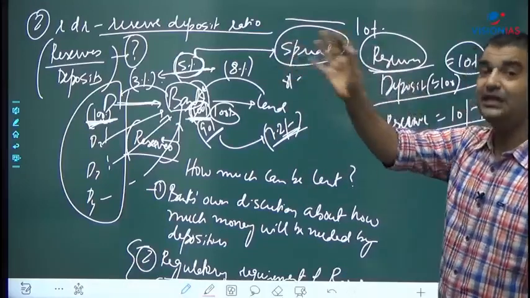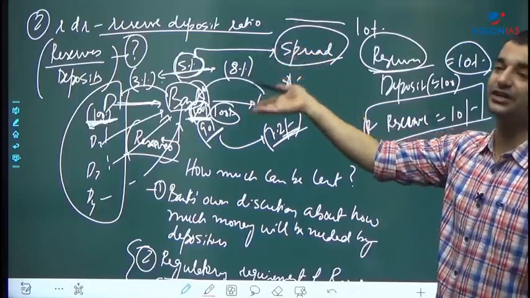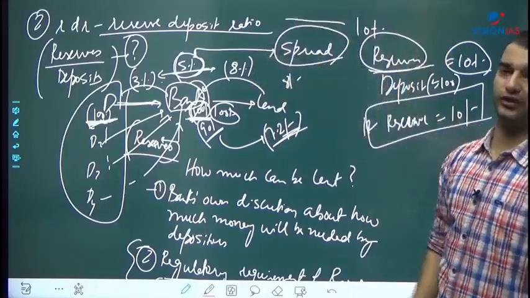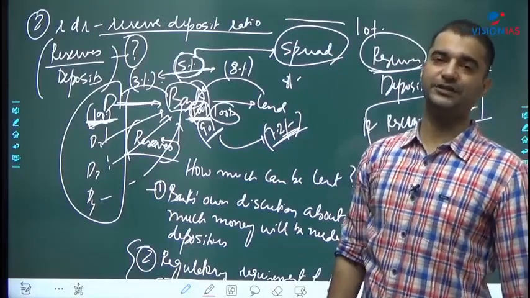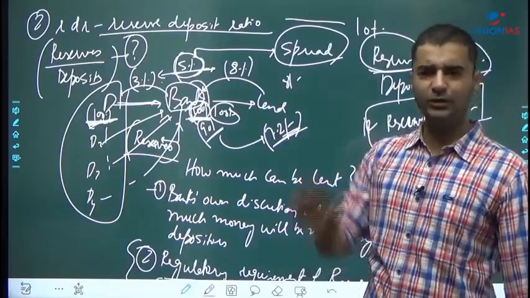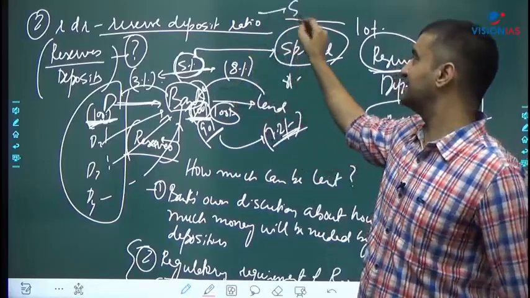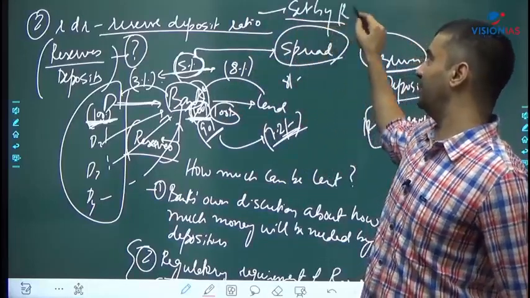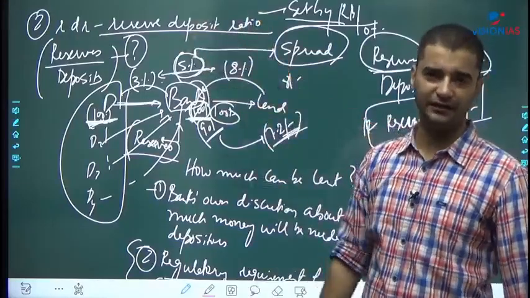RDR is not a behavioral parameter. It is not dependent upon the bank's discretion to set aside reserves of its own choice. It is not up to the bank to decide whether to keep 5%, 10%, or 15%. It is not the bank's discretion. This reserve deposit ratio is set by RBI, or if you are talking of some other country, then whatever the central bank in that country is.